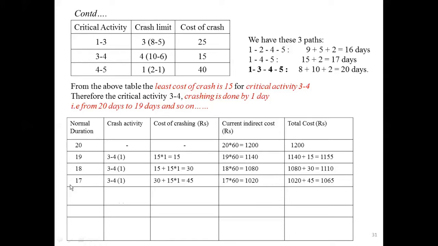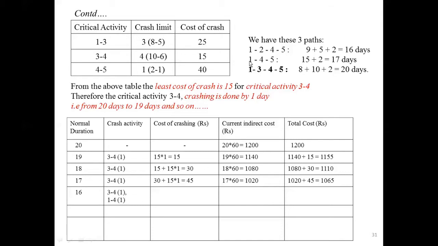Here at 17 days, there are two parallel critical paths. In these two parallel critical paths, we have to reduce by 1 day, to 16. If you compare these two paths, the critical activity 3 to 4 can be reduced by 1 more day, because the limit is 4 days. We have reduced only 3 days, so we can crash by 1 more day. It is 3 to 4, 1 day.